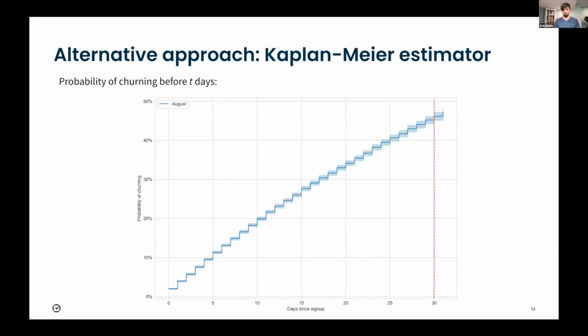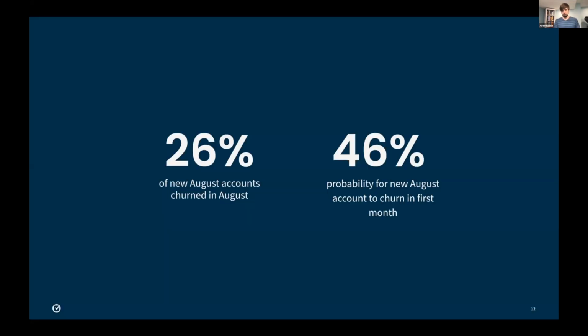curve out, which tells you the probability of an account churning by the given number of days. So we were interested in the first month of account activity. In this case, we would look at the 30-day value of this curve. So we get around 46% here. If you compare that with what we got with the naive approach, it's considerably higher. So we would be really underestimating our churn if we just relied on the first approach.